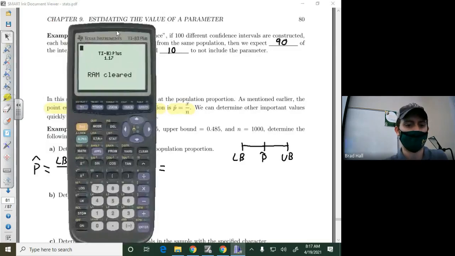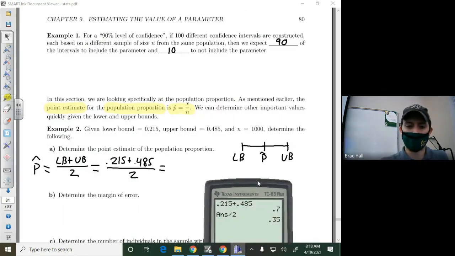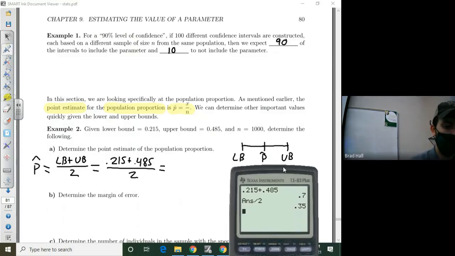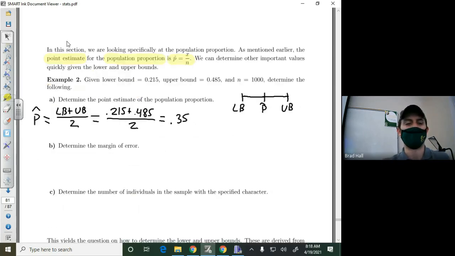Let's go ahead and figure out that number real fast. 0.215 plus 0.485, divided by 2. So we get about 0.35. Again, we couldn't really use the formula x divided by n because we weren't told x. In fact, you might notice part C has us find x. So kind of foreshadowing here.